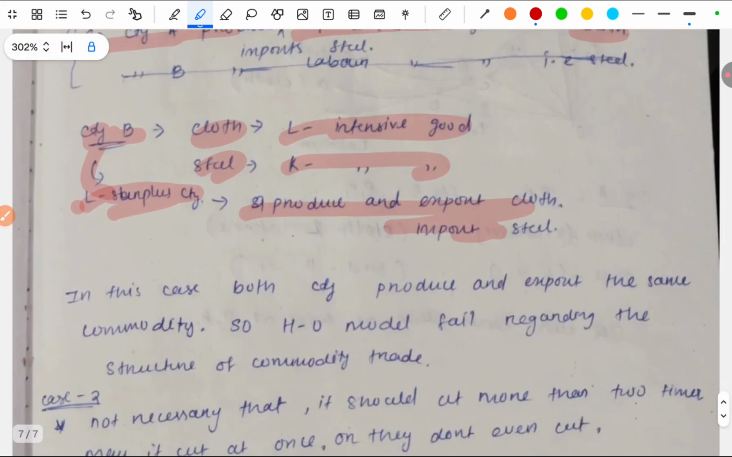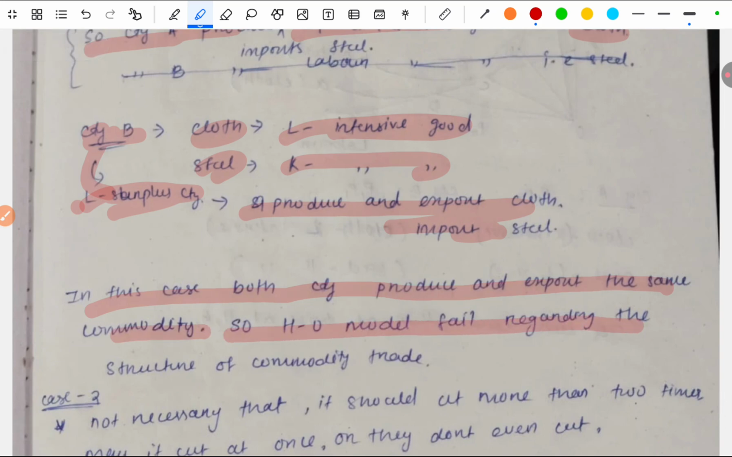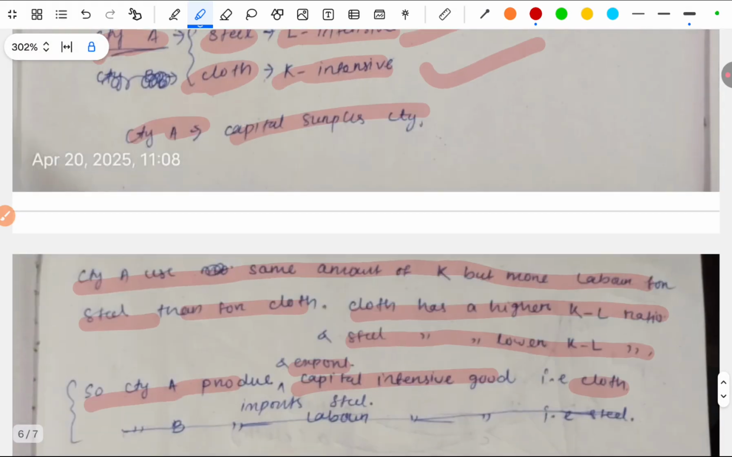So if both countries produce and export the same commodity, the HO model will fail regarding the structure of commodity trade. The HO model fails because both countries produce the same goods and export the same goods. So here the theorem fails.